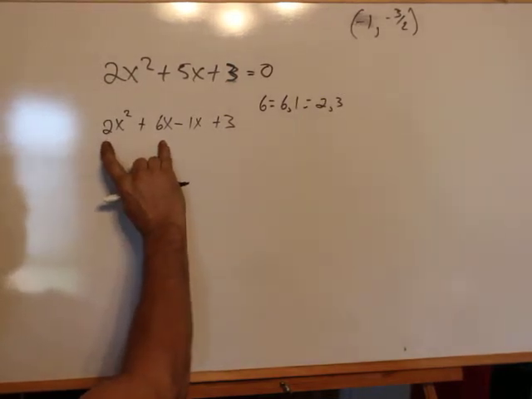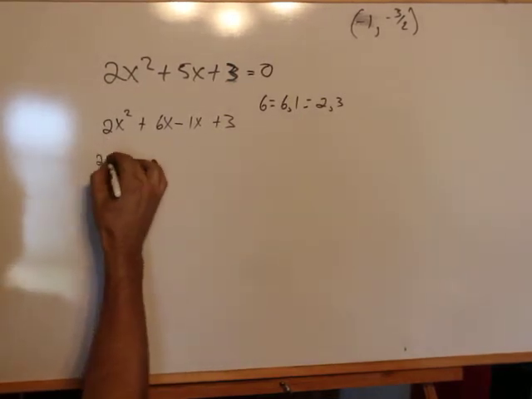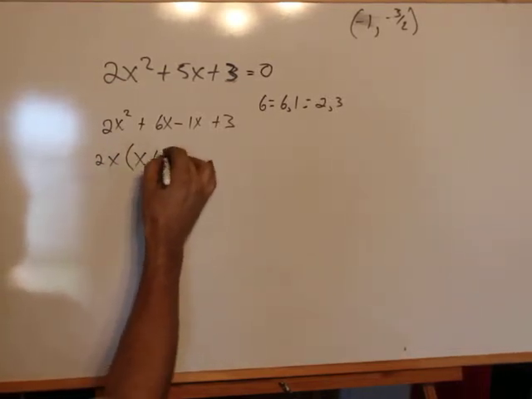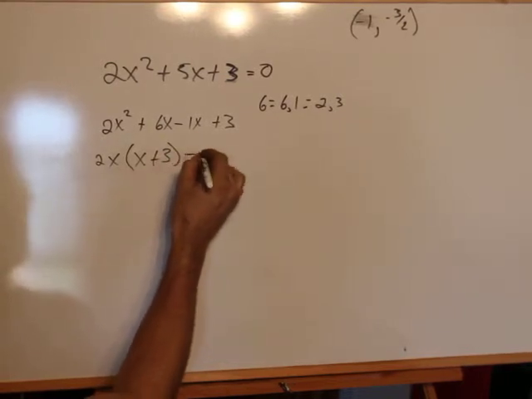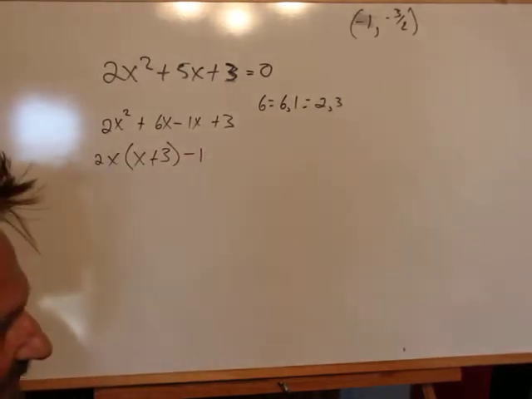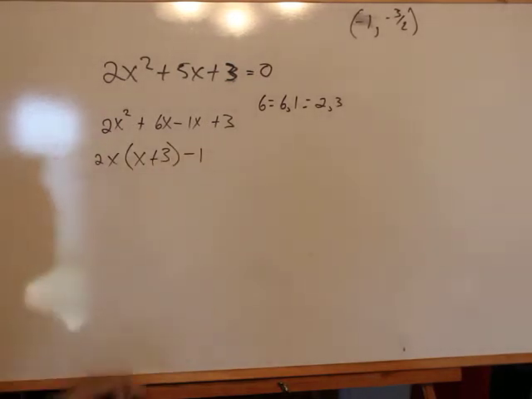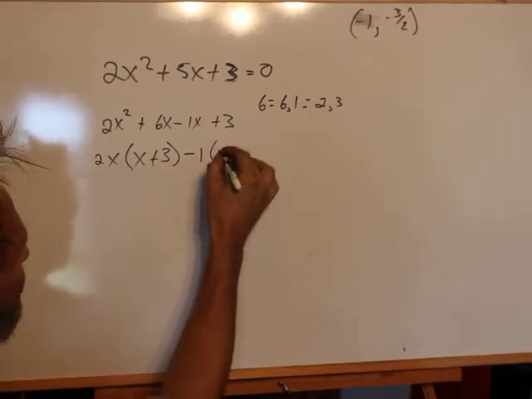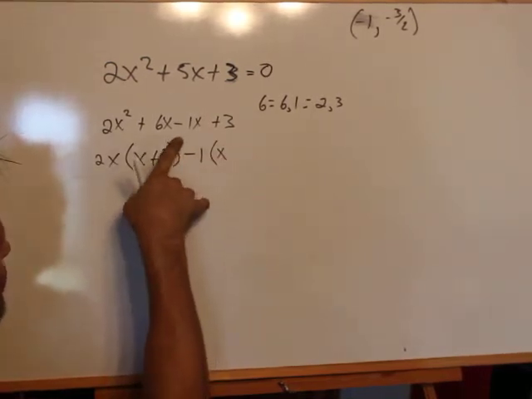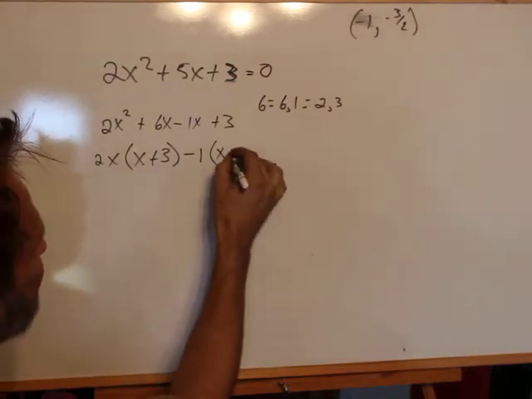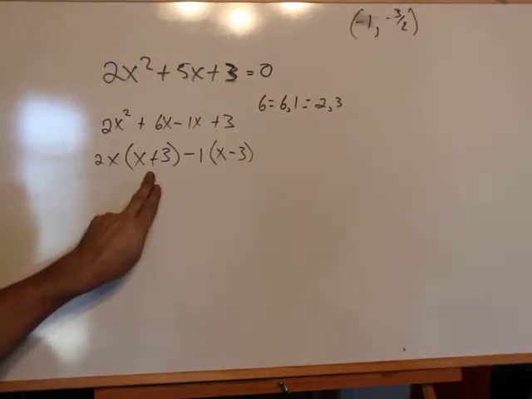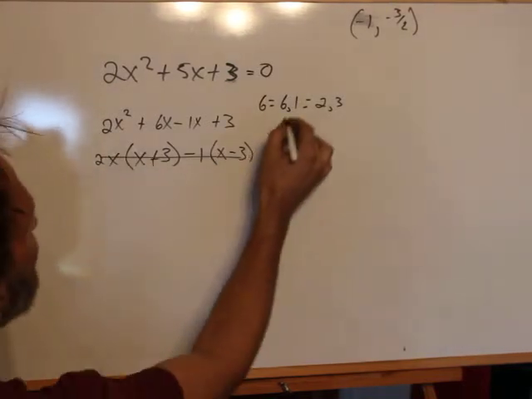We'll factor a 2x out of the first 2 terms. We've got a 2x. That's going to leave us an x plus 3. Bring this negative sign down. We can factor a 1. We can only factor a 1 out of the second 2 terms. So when we factor a negative 1 off of a negative 1x, we get a positive x. When we factor a negative 1 out of a positive 3, we get a negative 3. Okay, you can see that we have different signs here, so that is not going to work. The 6 and the 1 do not work.